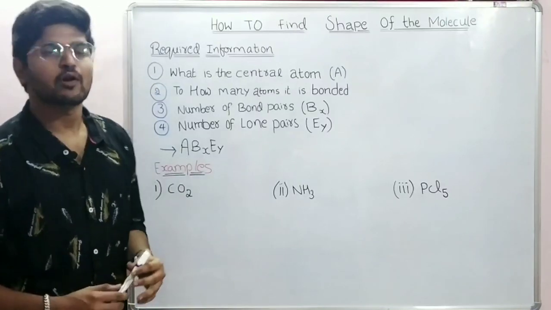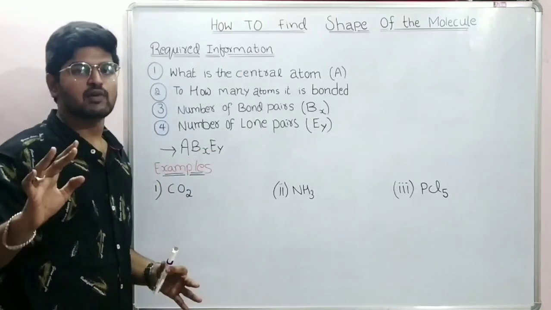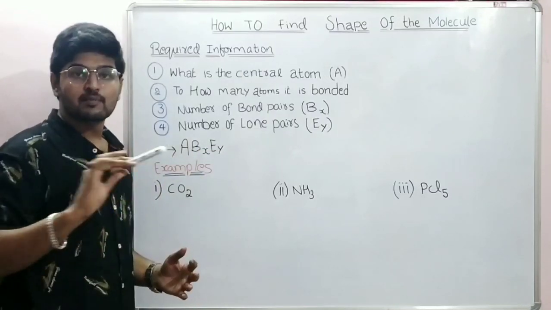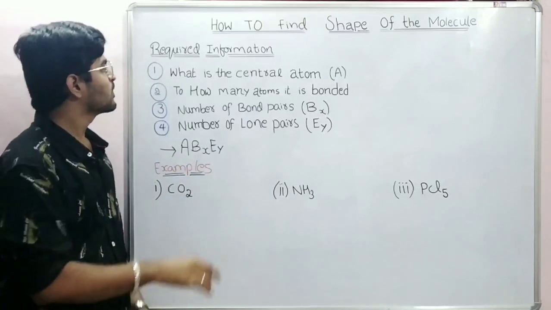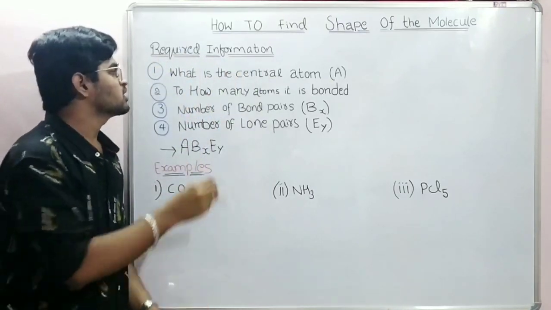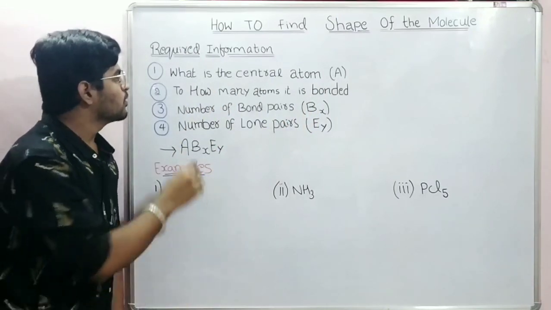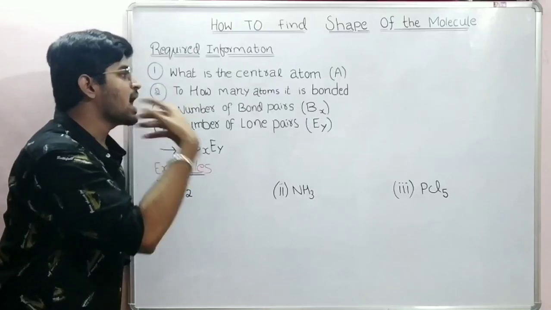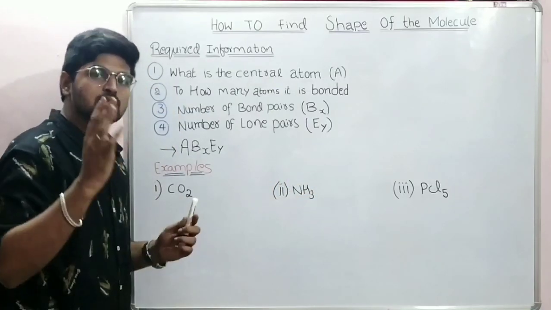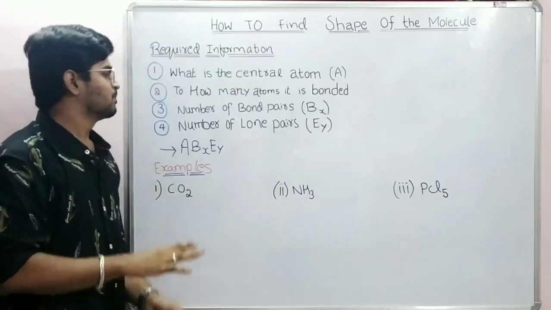In this video, I am going to tell how to find the shape of a molecule. I will show the easiest way, so just listen, don't skip the video, and watch till the end. Required information to find the shape of the molecule: first is the central atom, which is represented by A, and the second is how many atoms are bonded with the central atom.